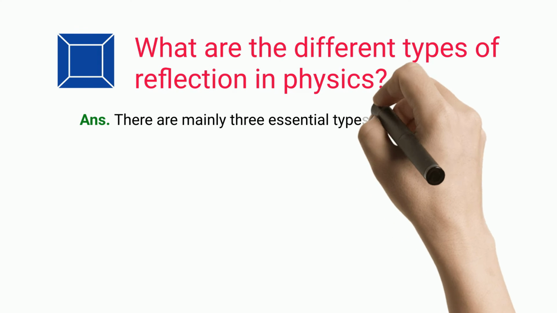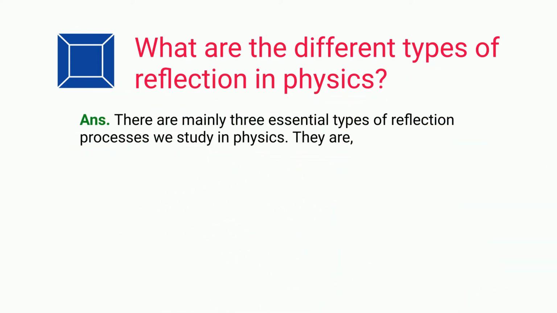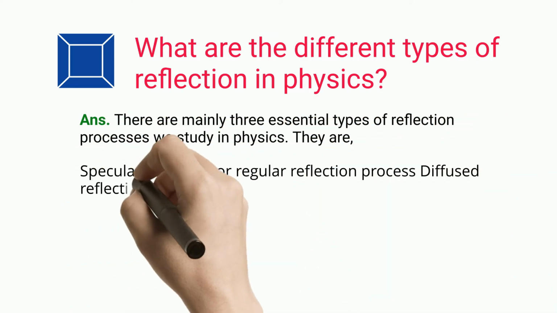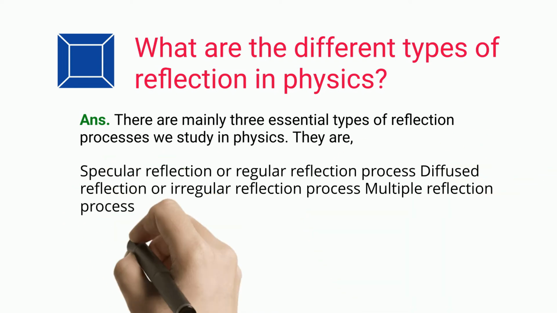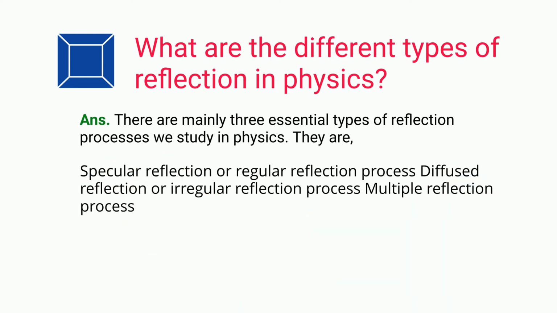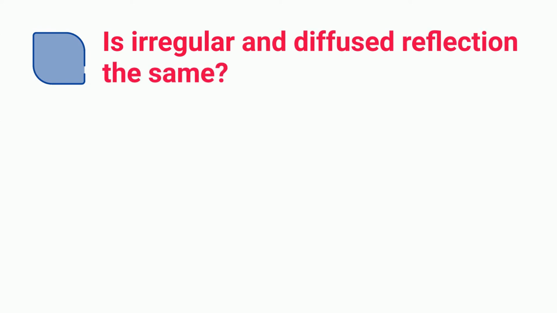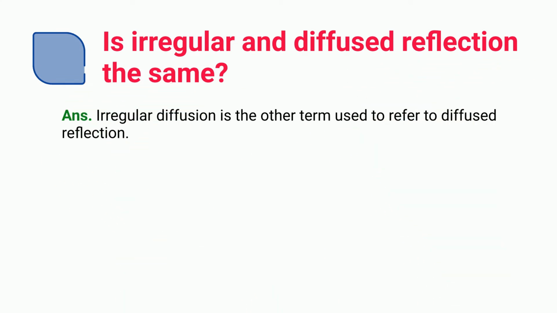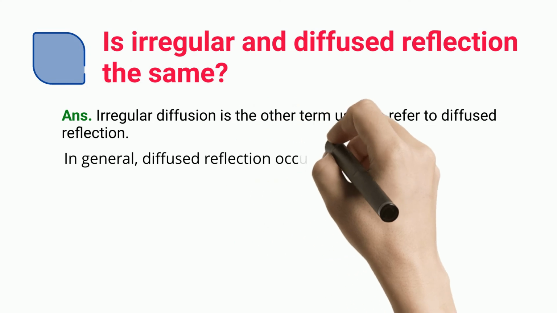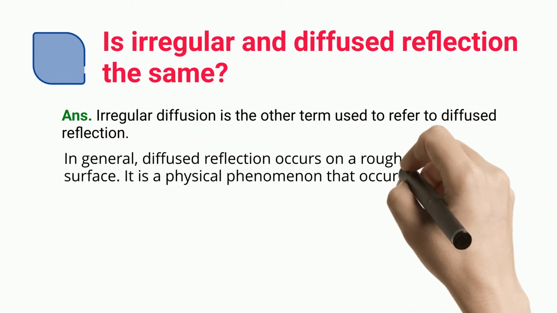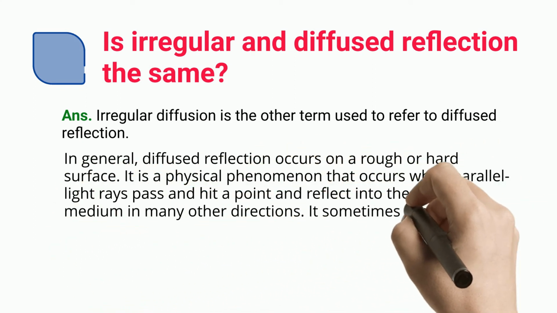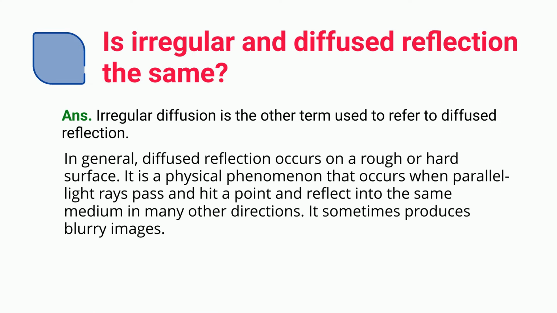What are the different types of reflection in physics? There are mainly three essential types of reflection processes we study in physics. They are specular reflection or regular reflection process, diffused reflection or irregular reflection process, multiple reflection process. Is irregular and diffused reflection the same? Irregular diffusion is the other term used to refer to diffused reflection. In general, diffused reflection occurs on a rough or hard surface. It is a physical phenomenon that occurs when parallel light rays pass and hit a point and reflect into the same medium in many other directions. It sometimes produces blurry images.